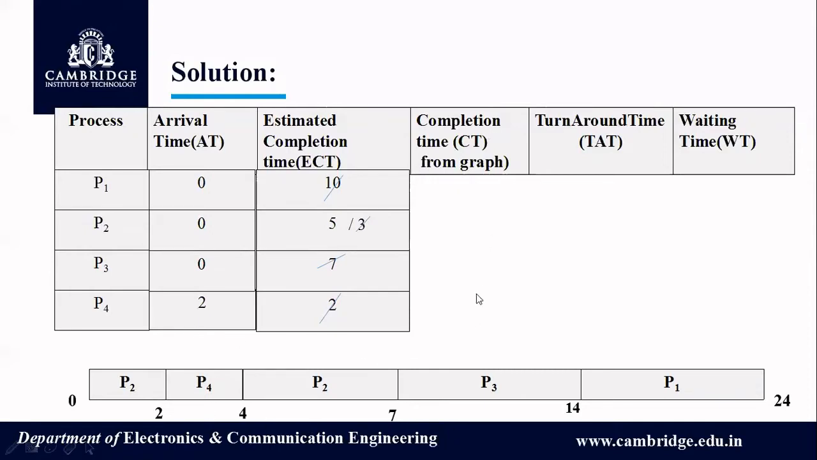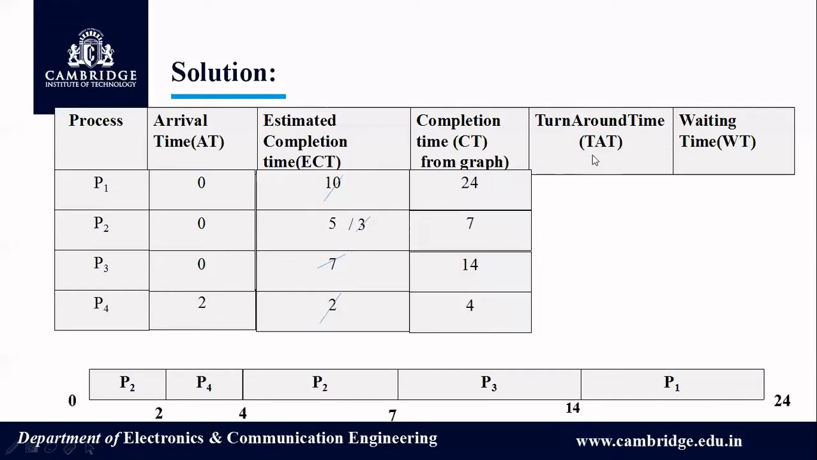Now let us fill up the next column, that is the completion time for each process, looking at this graph. From this graph, we need to take the values for the completion time of each process. If you look at P1, P1 is completely executed at 24 milliseconds. So P1 is 24. P2 is executed at 7 milliseconds. P3 is at 14 and P4 is at 4.